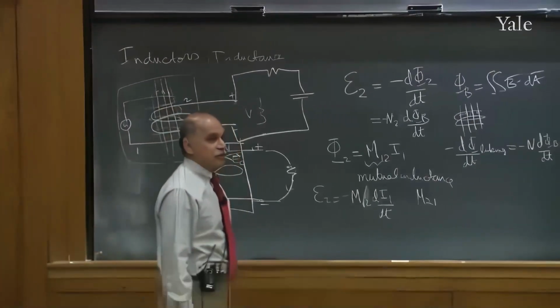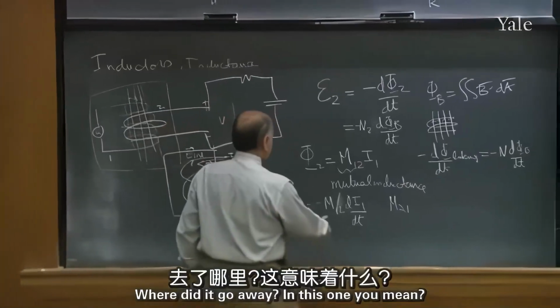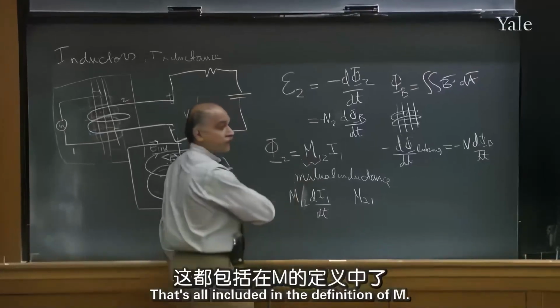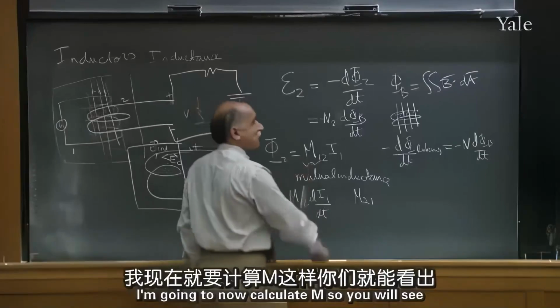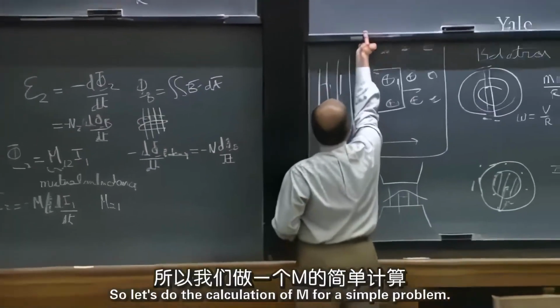M12 equal, yes? How did the number of turns go away? Where did it go away? In this one, you mean? Yeah. That's all included in the definition of M. Oh. I'm going to now calculate M, so you will see the number of turns coming in. So let's do the calculation of M for a simple problem.